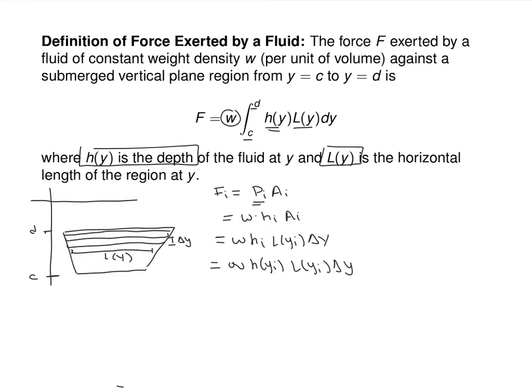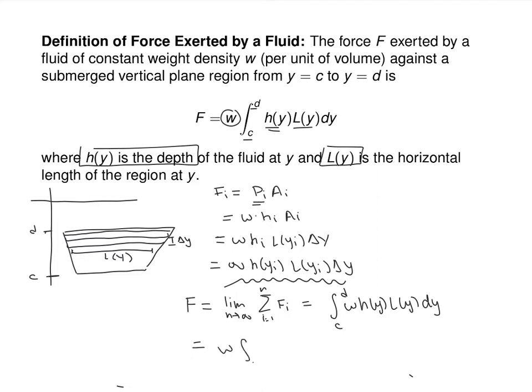So that's why the equation is what it is. This is the force on one small slice. To get all the slices, you add them up. So the total force is equal to a limit as n goes to infinity of a sum of all these forces, i equals 1 to n, which then makes an integral from whatever your C is to whatever your D is, of W h of y, L of y, dy. And that W is a constant, so it can factor out.